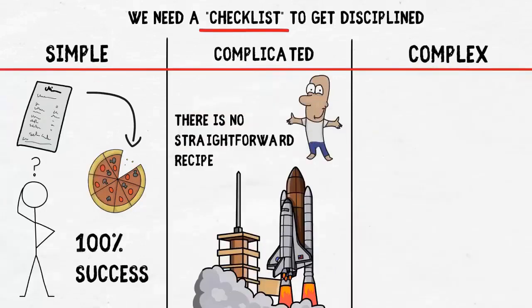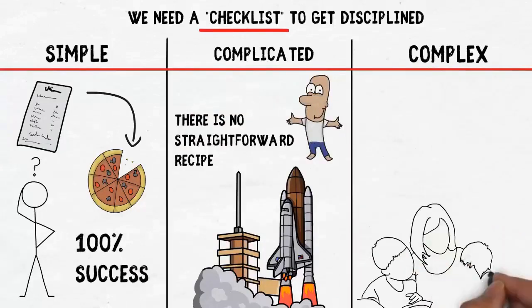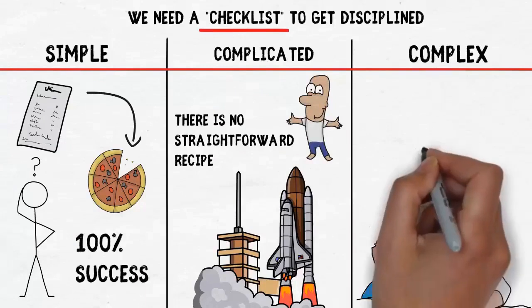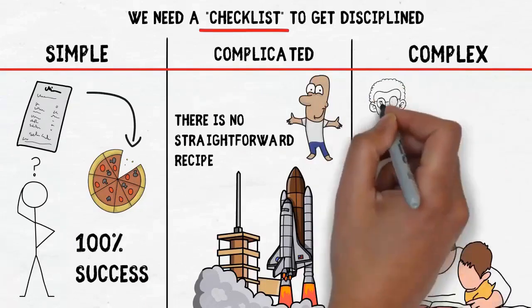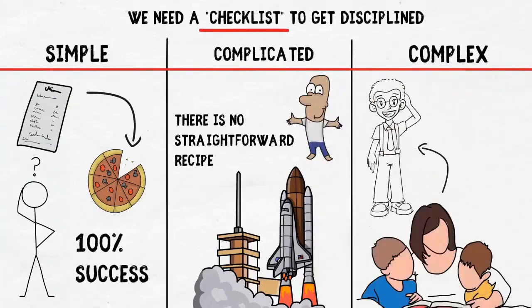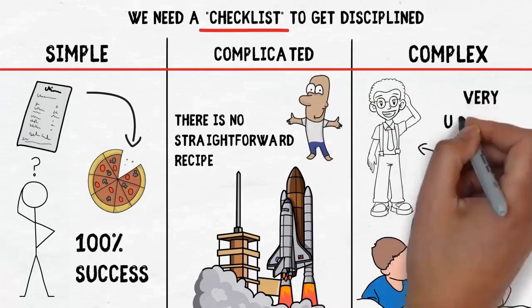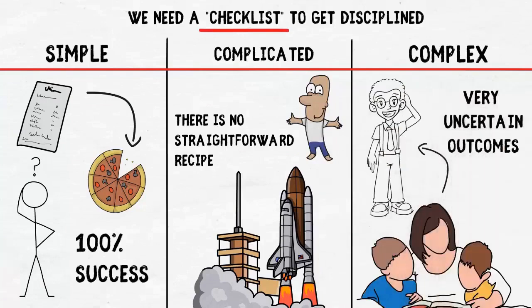Whereas a complex problem means raising children. Raising one child does not guarantee that you will be able to raise another child easily because every child is unique, meaning the outcomes of complex problems are very uncertain.